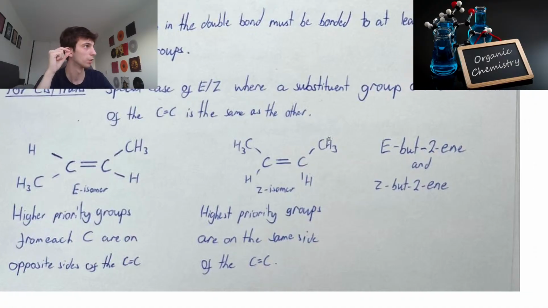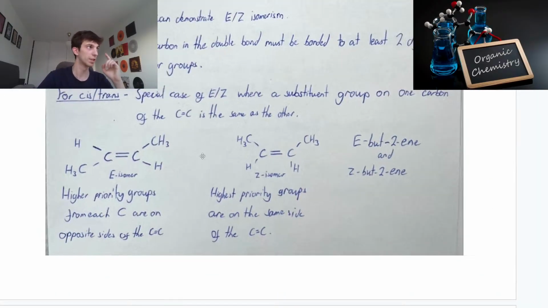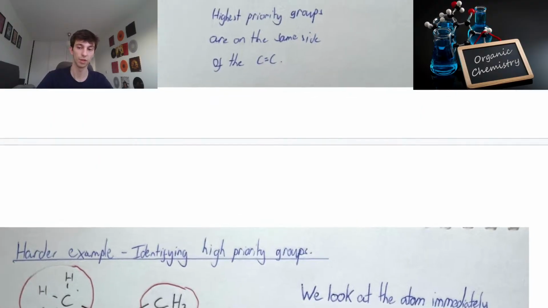Then for our Z isomer, the highest priority groups are on the same side. That's all it is, guys. E/Z can be longer, definitely something to consider when making alkenes. But definitely important, definitely important.